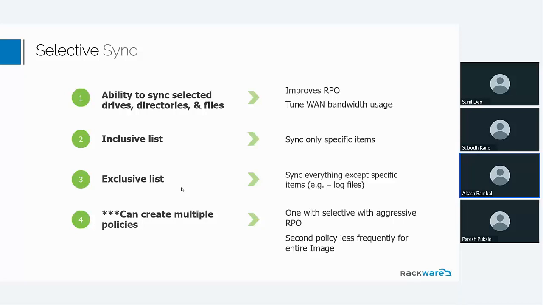So the Selective Sync feature really comes in handy for such use cases, wherein you can pick and choose the files and folders that you would want to exclude or include in the sync. You can even do exclusions at the level of drives or folders, which makes sure that any unwanted file system is not copied over to the target site.